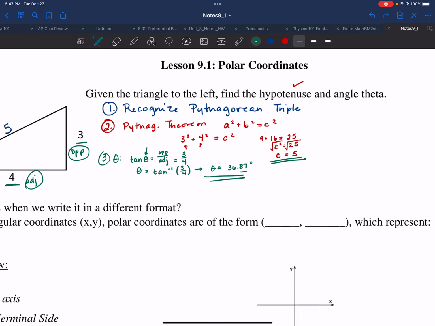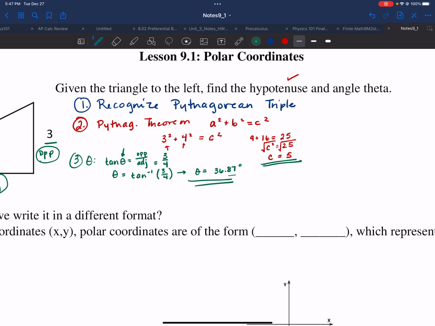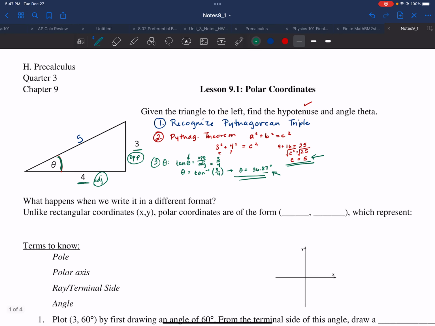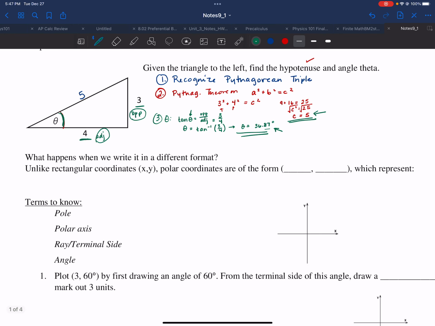And that's actually what polar coordinates are. It is stating what your hypotenuse is and what your angle is in a very simplistic form. And so let's go ahead and take a look at this. Unlike rectangular coordinates, xy, which is x comma y, that's considered rectangular. We've never had to call it that before because we've never had polar before. But now that we have polar, we're going to call that rectangular.